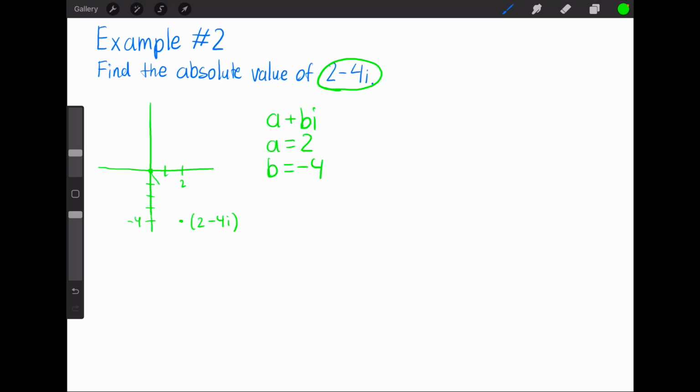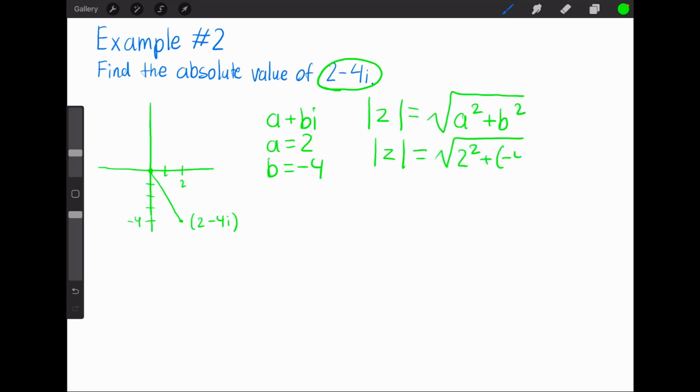we are going to substitute these values into the same equation as the last example. The absolute value of z equals the square root of a squared plus b squared. I'm going to substitute 2 for a and -4 for b. 2 squared is 4, and negative 4 squared is 16. That equals 20.